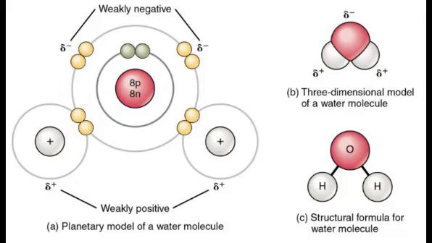The molecule has three parts: one atom of oxygen, the nucleus of which contains 8 protons, and 2 hydrogen atoms whose nuclei each contain 1 proton. Because every proton exerts an identical positive charge, the nucleus that contains 8 protons exerts a charge 8 times greater than a nucleus that contains 1 proton.